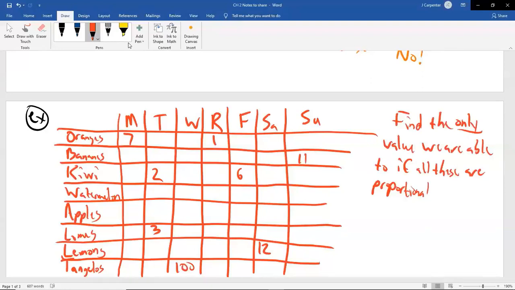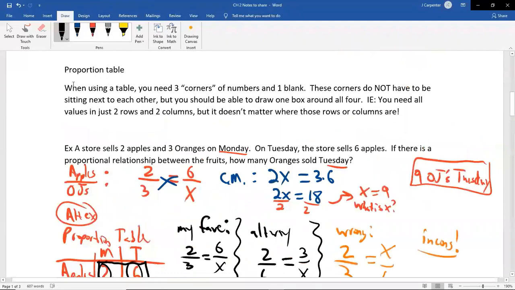Yes, we're good. And you might think otherwise, but we're going to draw a whole bunch of different boxes and we'll ultimately find the one that works. But we'll do them wrong first. So here's the reminder. You need 3 corners and a blank. These corners don't have to be sitting next to each other. You can skip rows, you can skip columns, but you should be able to draw one box, one quadrilateral, 4 corners, around those, where 3 of them would be numbers and 1 would be a blank. And again, the real tried and true idea here is that you need values along 2 rows and 2 columns. It just doesn't matter where those rows or columns are.